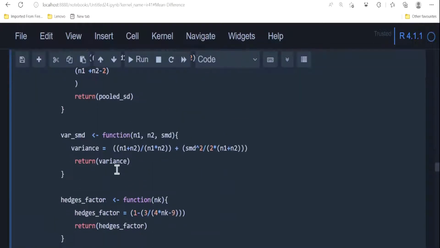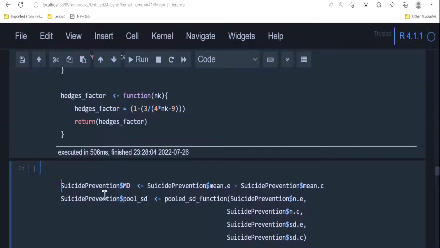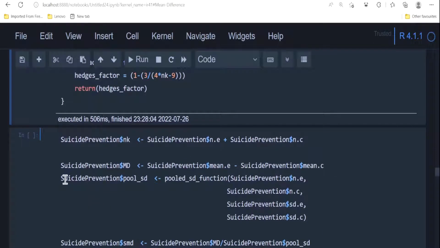So that means, okay, let me run this, and then the next thing is let me create that NK. Suicide prevention NK. That means the total number of people in the experimental and the control group, so NK plus the control group, that guy here, NC. So now I can use this Hedges factor. Now I have the NK, that means the total sample, and the mean difference will be calculated here, and I get the pooled standard deviation here.